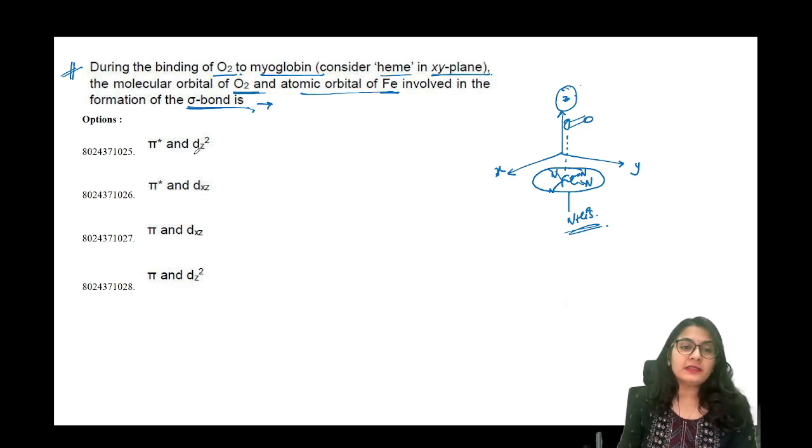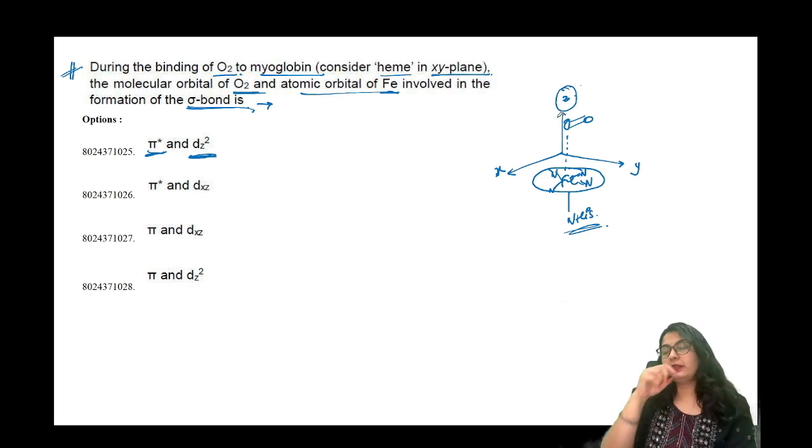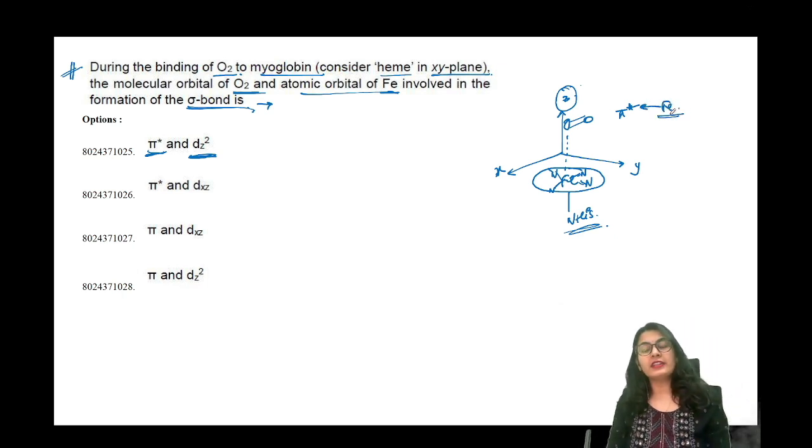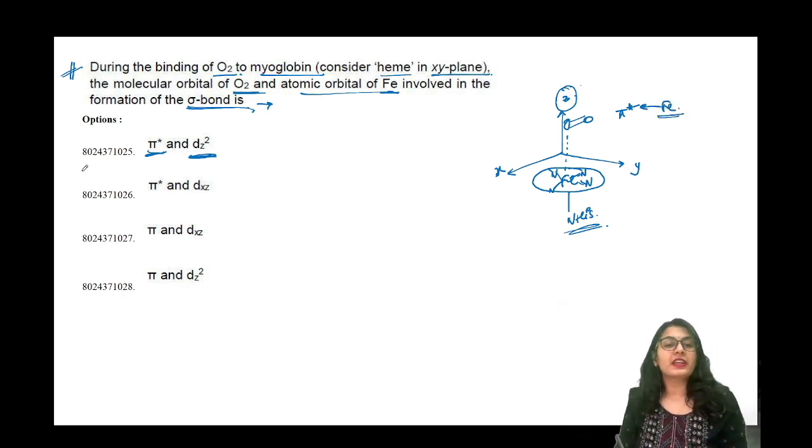What is that orbital? Absolutely, it needs a complete Z orbital. It cannot be Zx or so on. It has to be a full-fledged Z orbital. तभी ये interaction better होगा. So pi star and dz square are the answer. That is, the oxygen is taking electron density into pi star given by the iron. All right, so this is how it works. Answer is going to be option number A.